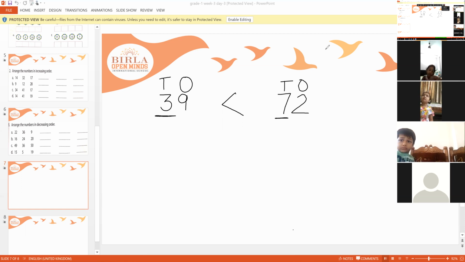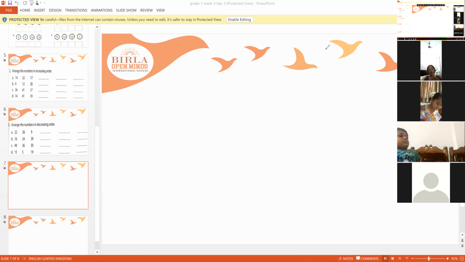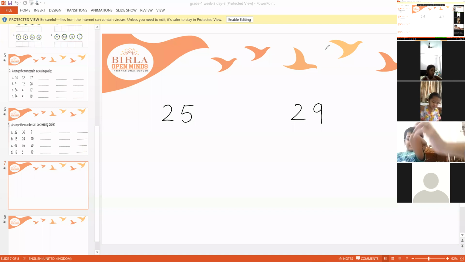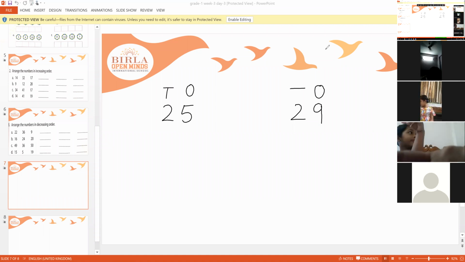I'll give you one more example. Suppose we have a number 25 and one more number 29. Okay children? So our first step is, whenever we want to compare two-digit numbers, we always compare the numbers in tens place. So first we will write ones and tens there. Here we have 5 in ones place and 2 in tens place. Now if we move to the number 29, in ones place we have 9 and in tens place we have 2.